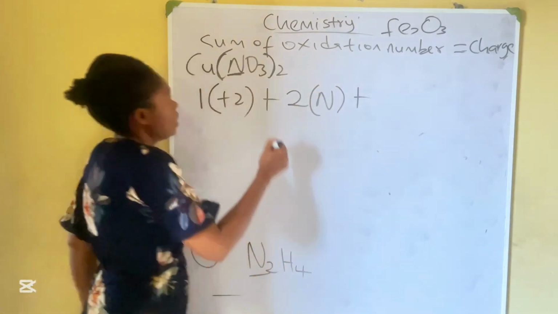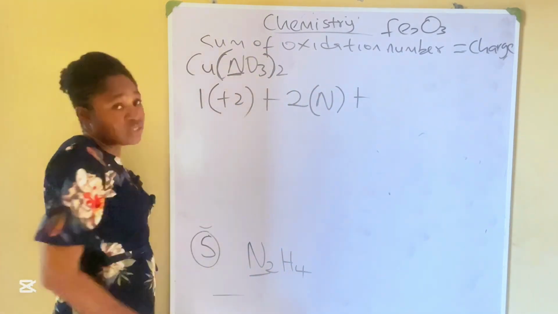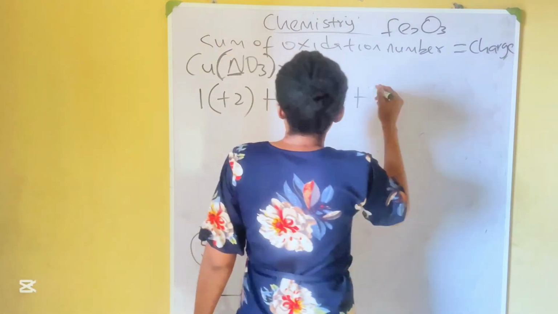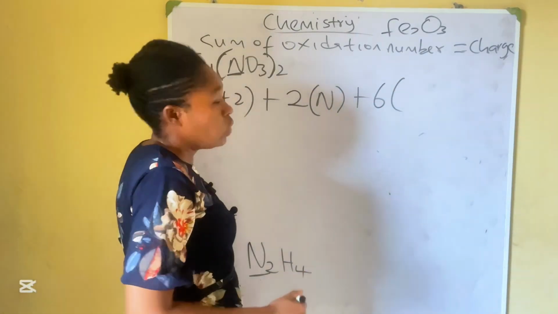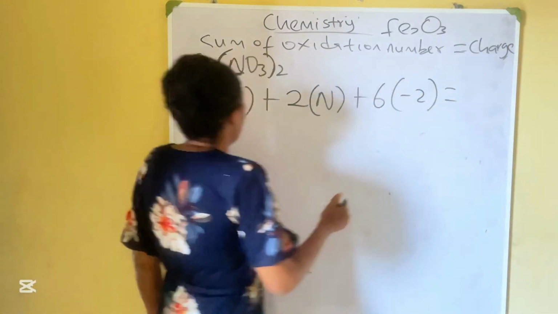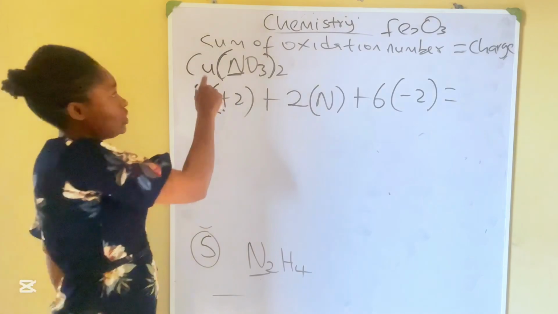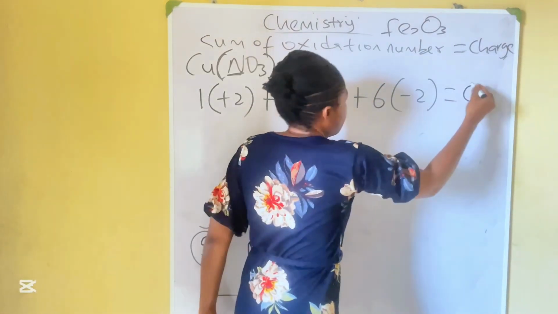Plus, how many atoms of oxygen do I have? 2 times 3. That is 6. 6 times the association number of oxygen, which is always -2. Put it -2. This compound, is it charged? It's not charged. So the sum of the association numbers will be equal to 0. You put your 0.